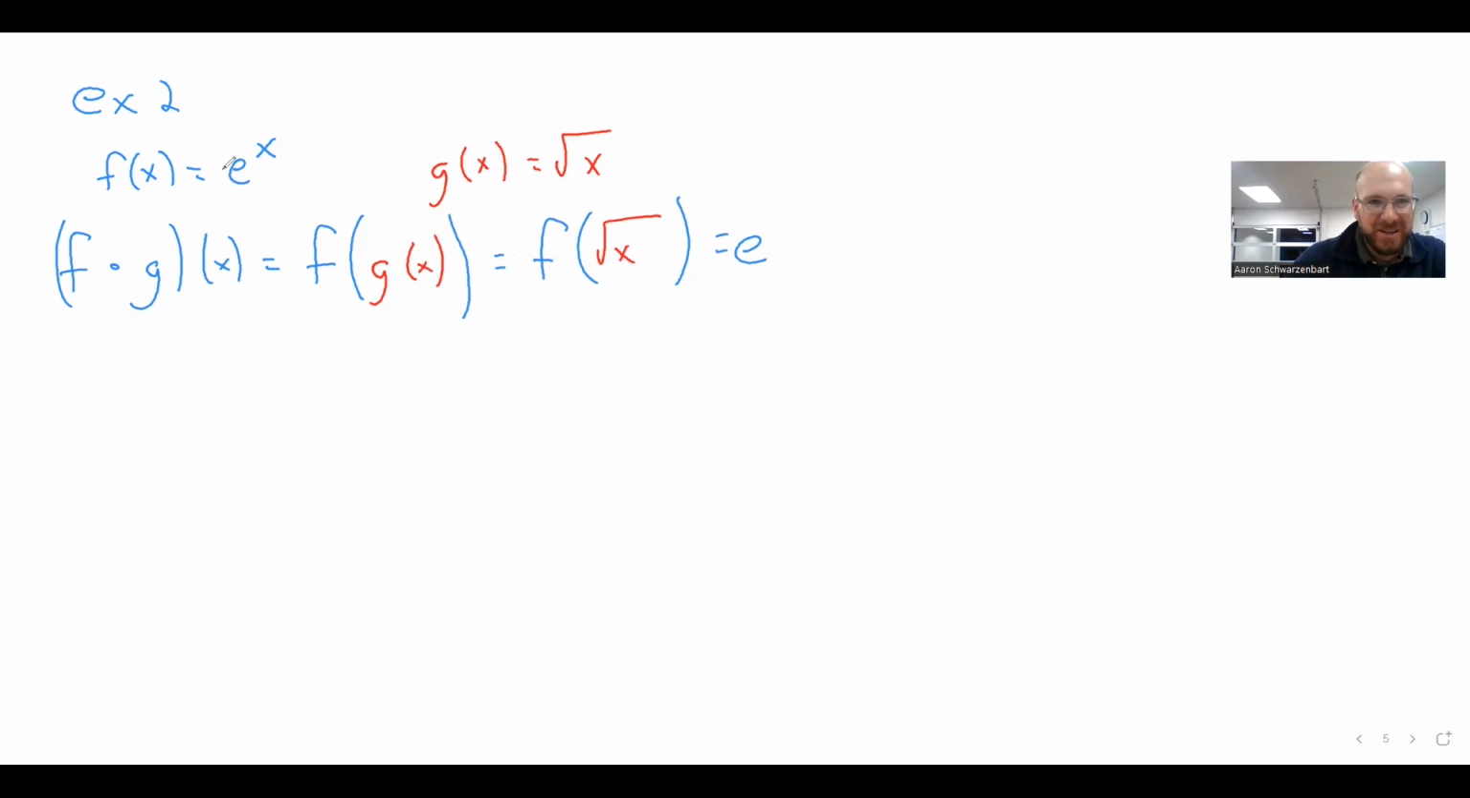G of x is square root of x, f of x is e to the x, so I'm replacing the x in e to the x with square root of x. So here I have e to the square root of x. If I want to talk about its domain, again, I can only plug positive numbers into the square root, so its domain is 0 to infinity. E can be taken to anything, but it can only get positive numbers.